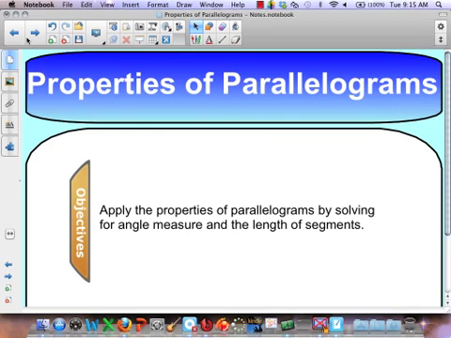Now, in the calculator activity you guys did, you found out that there's a lot of different properties. What was the first property you guys learned about in that activity? Don't be afraid to look back at that sheet. What was the first thing you guys found out about parallelograms? Really?